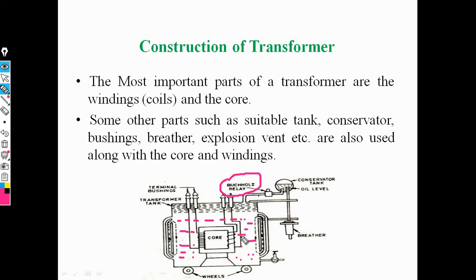When any type of incipient fault or internal fault occurs in the transformer oil, the Buchholz relay senses the fault and gives a trip signal, and with the help of an alarm it detects the fault. That is, the alarm gives one type of noise. The Buchholz relay is a device that gives an alarm indication for a fault in the transformer oil.